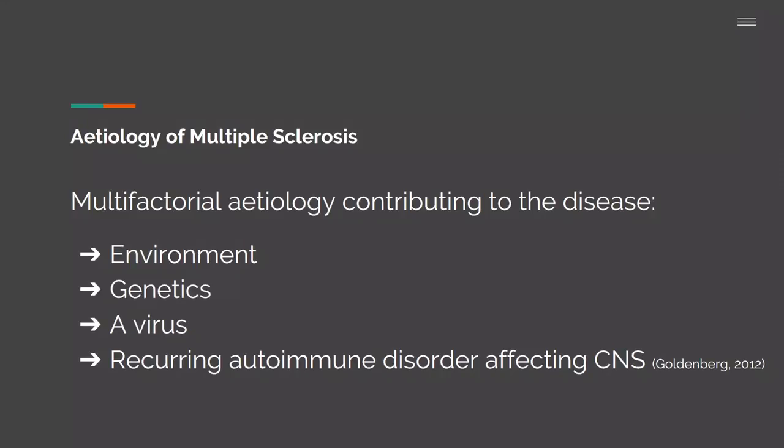The etiology of MS is believed to be multifactorial, where a combination of factors may contribute to the disorder, such as environmental factors, genetic predisposition, a virus, and recurring autoimmune disorder that targets the central nervous system, causing lesions in the white matter. There is currently no cure for MS, however, treatment is available to manage the progression of symptoms.